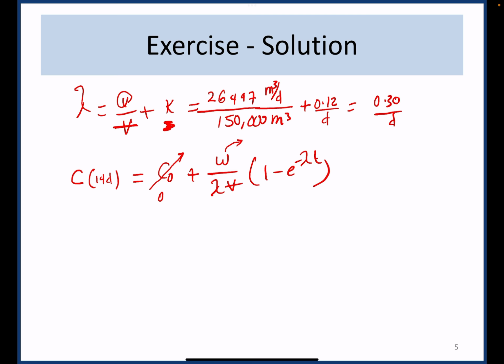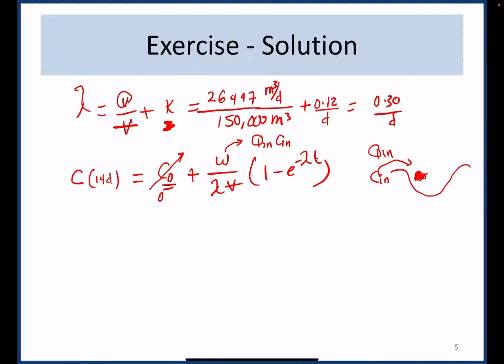Remember the loading is equal to Qn times Cn. This is the flow rate n times concentration n. C naught is initially inside the pond 0. There is no organic initially inside the pond. So we will assume that this is 0.